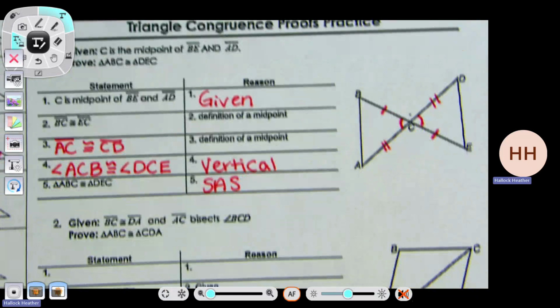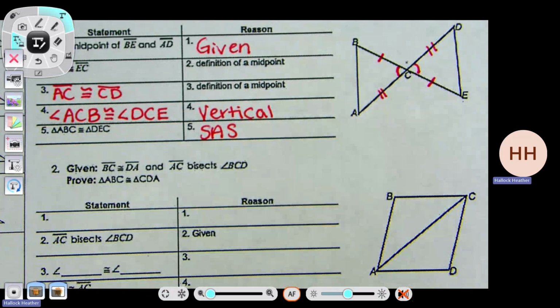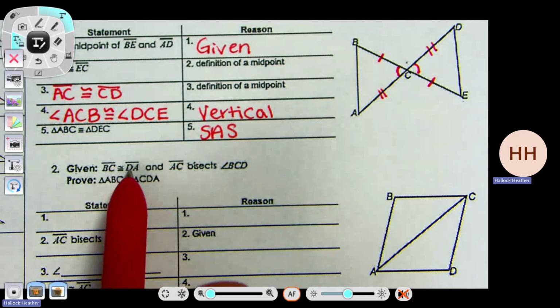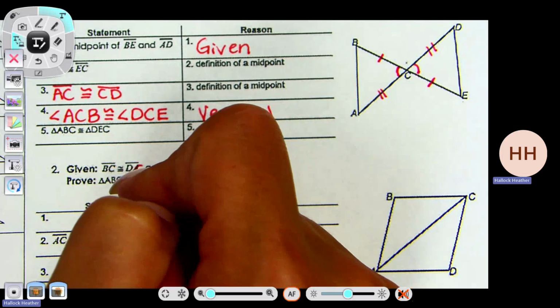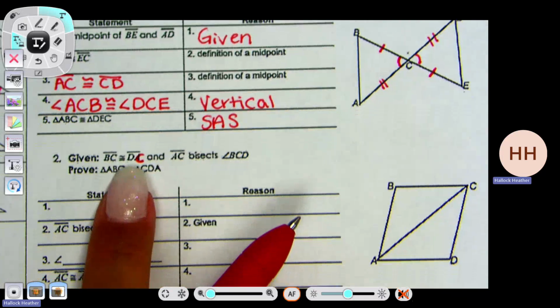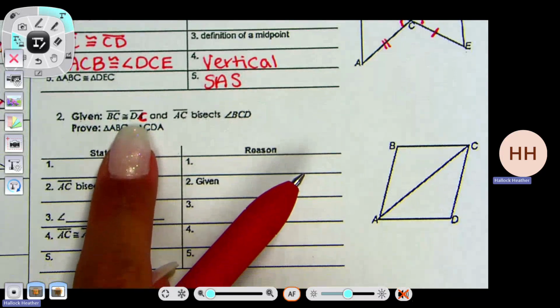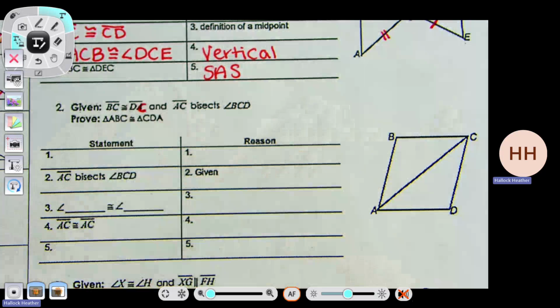For number 2, there's a typo really quick. Let's fix this. It says BC is congruent to DA. This should be DC. My bad. Sorry. So put a little C there. So take a second. Fill in your first step. Yep, first step is given.